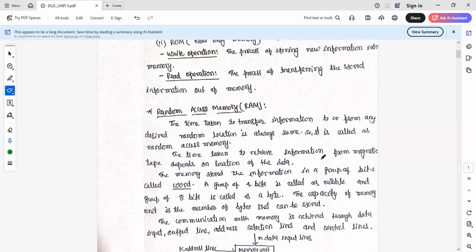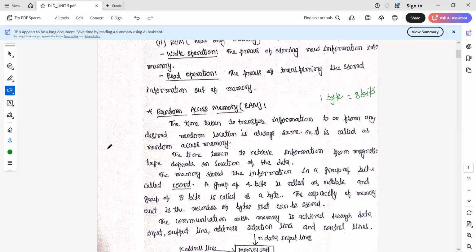Again, if you look at random access memory, here we store the information in the memory in the form of words, and each word can have 1 byte of information, or 2 bytes of information. 1 byte is equal to 8 bits, and 2 bytes will be 16 bits.